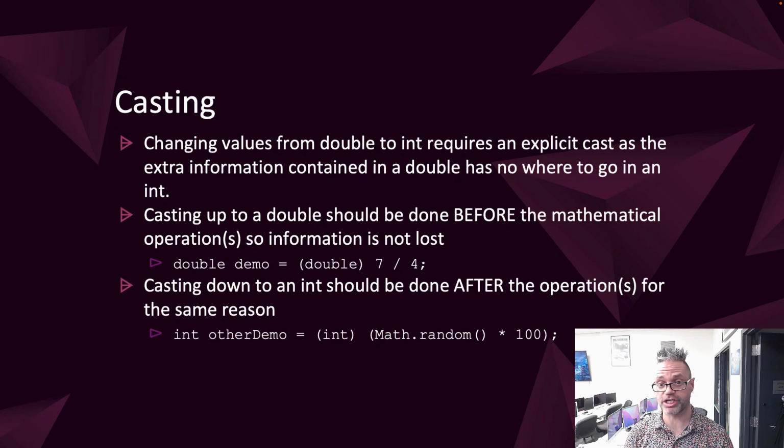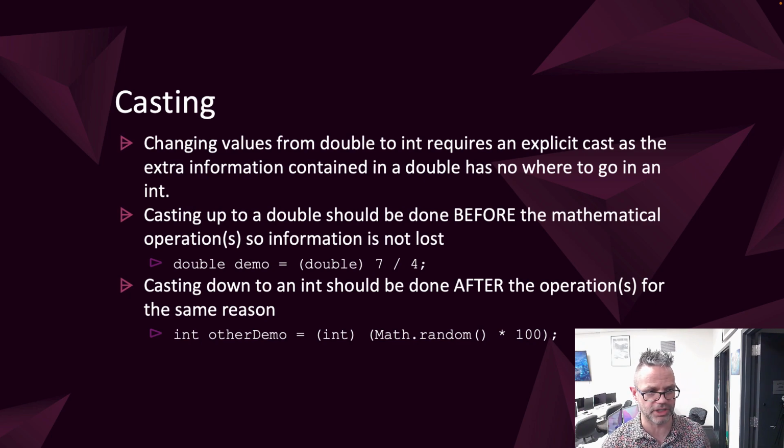Casting is kind of a big deal. So casting is how I can change information from one type to another. And so when you cast values from double to int, it requires an explicit cast as the information contained in the double has nowhere to go. So I'm going to turn it to an int. I know I'm losing that information, or when I'm casting up from an int to a double, I know I'm gaining this decimal point. So casting up to a double should be done before the mathematical operation, so information is not lost.